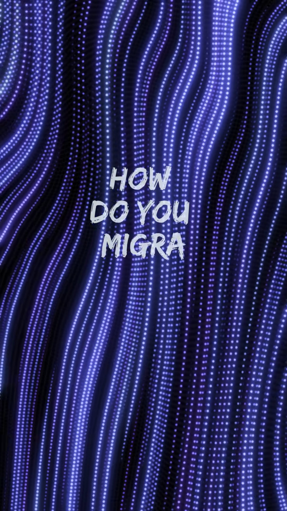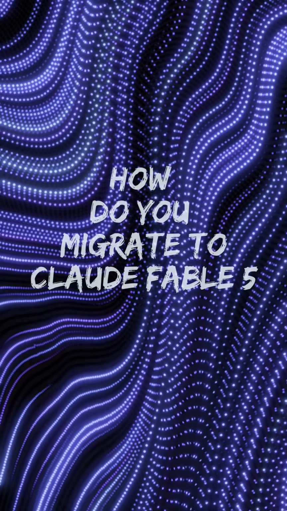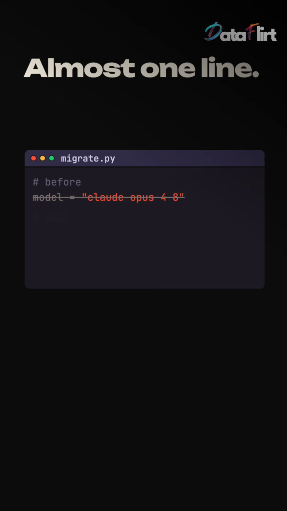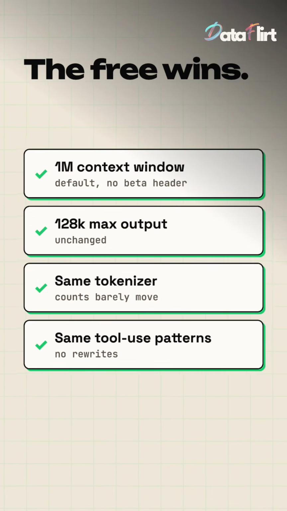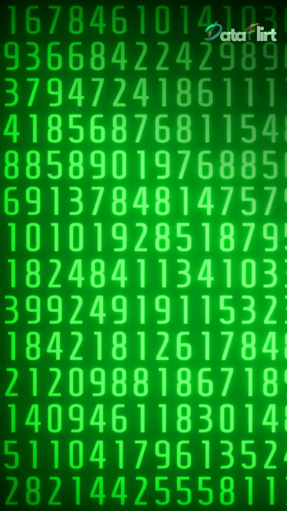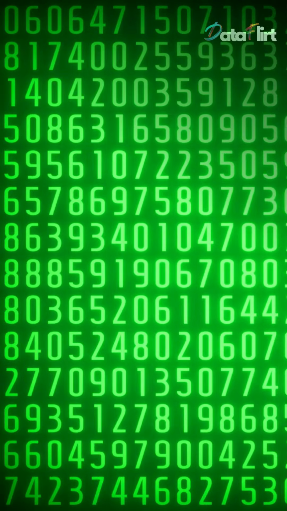5. How do you migrate to Fable 5? Well, from Opus 4.8, you just swap one string, the model ID, and you are done. Same message API, same tool setup, everything same. But that word almost is carrying a lot of weight because there are 4 traps waiting for you.